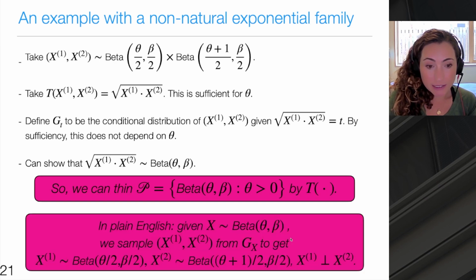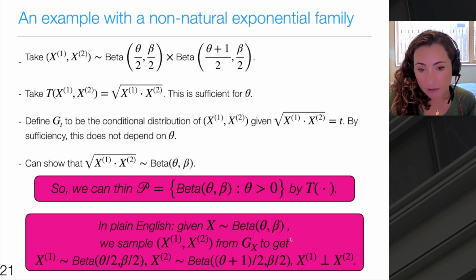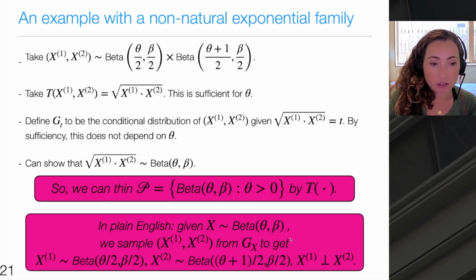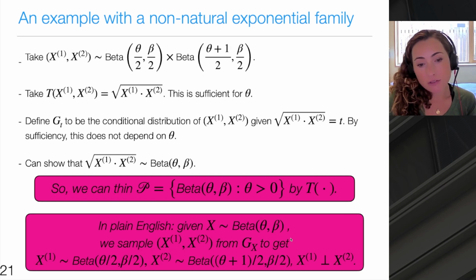Or put that into plain English, if you give me a random variable x that has a beta(theta, beta) distribution, and you're interested in learning about theta, then I have a way that I can give you x1 and x2 that are independent and that both follow beta distributions involving that unknown parameter theta, so that you can fit a model to x1 and you can evaluate it on x2. Or you can generate a hypothesis on x1 and evaluate it on x2.